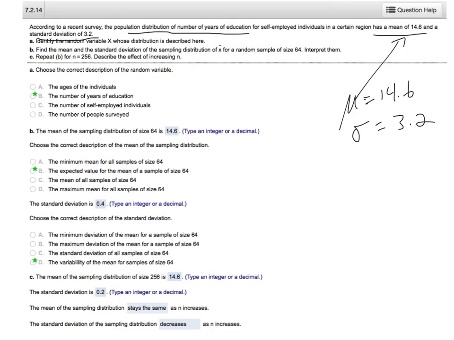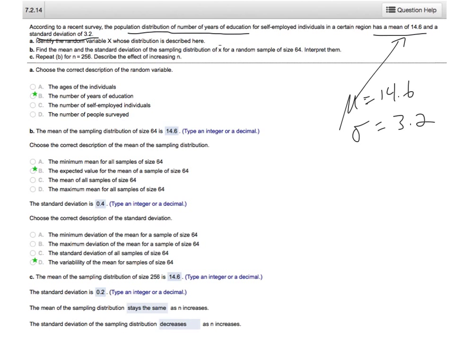So now let's try to put all the rest of these problems into context. The first question says, what's the random variable? And we've learned that the random variable is really just the question from the survey. So the question that would be asked of everyone, if we could ask it, was how many years of education? So that's this answer. And we'd be asking that among all self-employed individuals in a certain region. So that's our population, and that's the question that we'd be asking them.